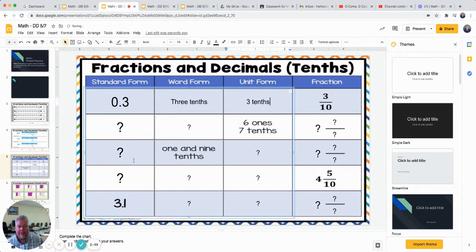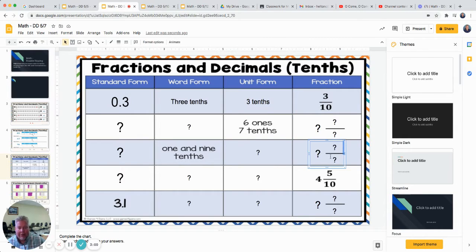All right, so look at these as your examples and know how to do them, okay? Your word form is all words. Unit form, any number that you would say, you just put that number, 6 1s, 7 tenths, like that. Fraction form, you know how to write fractions, okay? So that's how you do this slide.